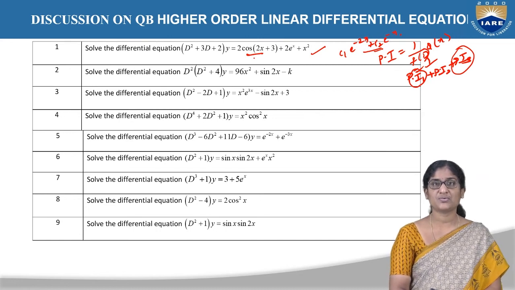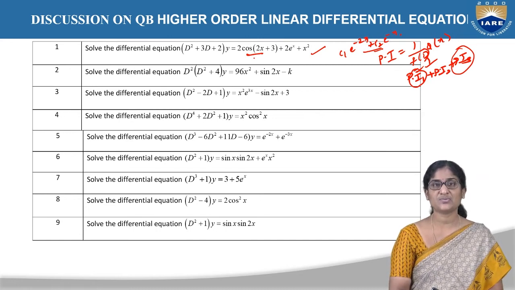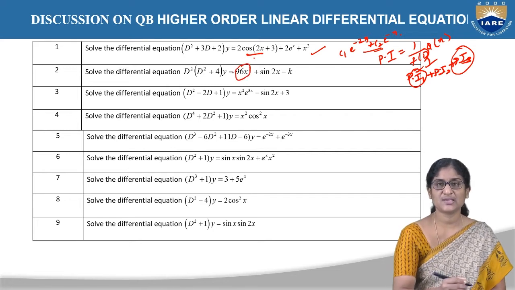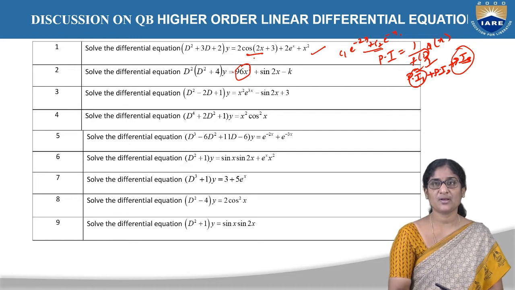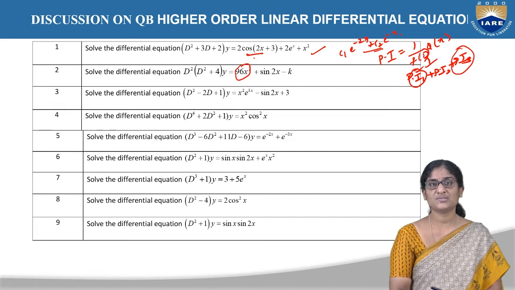Now going to the second question, solve the differential equation (D squared (D squared + 4)) y = 96x squared + sin 2x - k. Here again, first we need to find the complementary function, which is obtained by replacing D with m, that is m squared (m squared + 4) = 0, or m = 0, 0, ±2i.